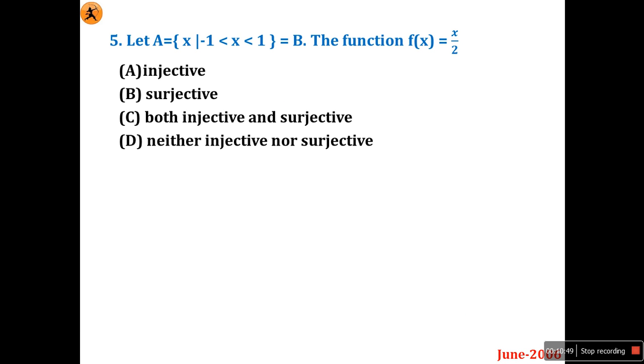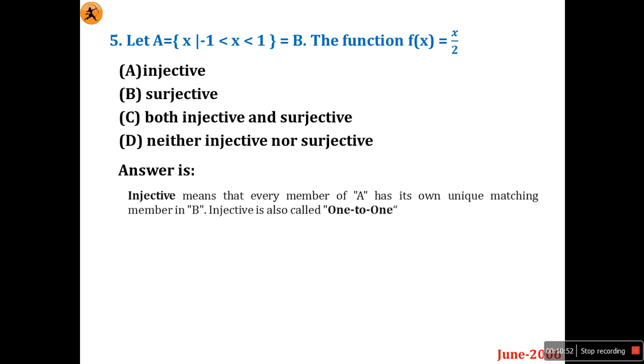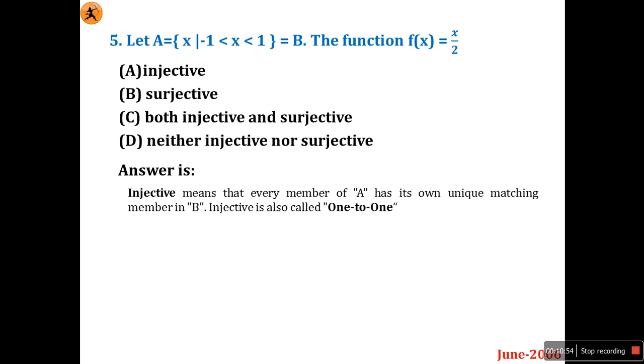But before looking at this, you should know what an injective function is. It means every member of A has its own unique matching member of B. Definitely, if it is a function, every member of A is associated with a member of B, so no element is free in set A. But more than one element of A having the same image in B is not possible in an injective function. If it is a one-to-one function, every element of A should have a unique image in B. That is an injective function.